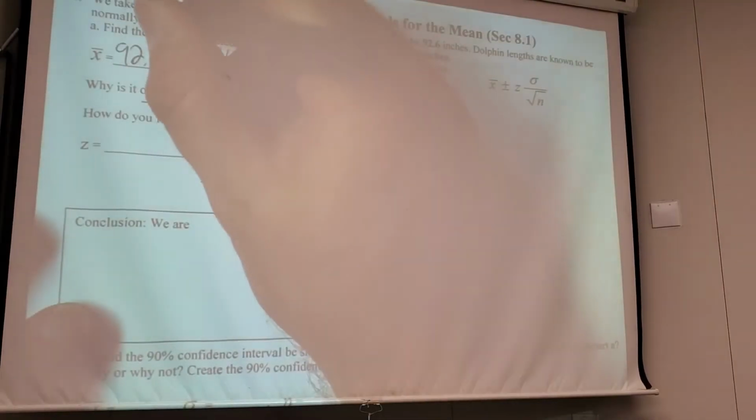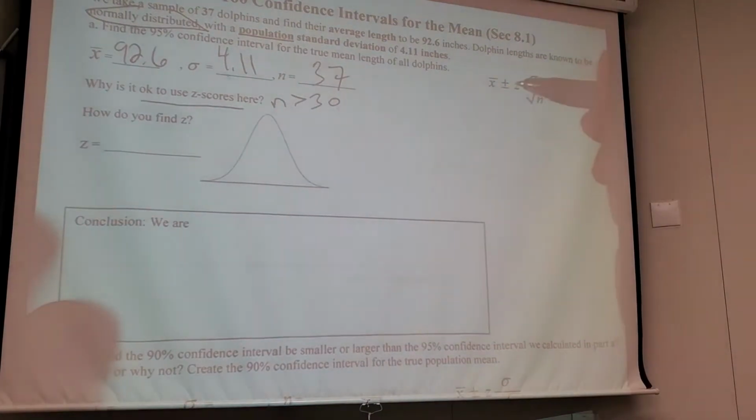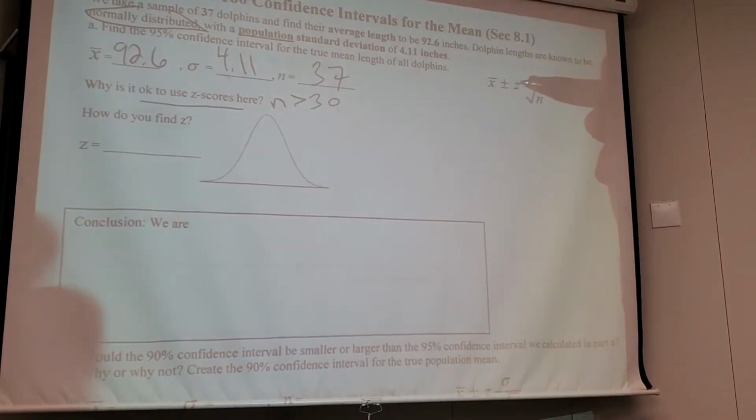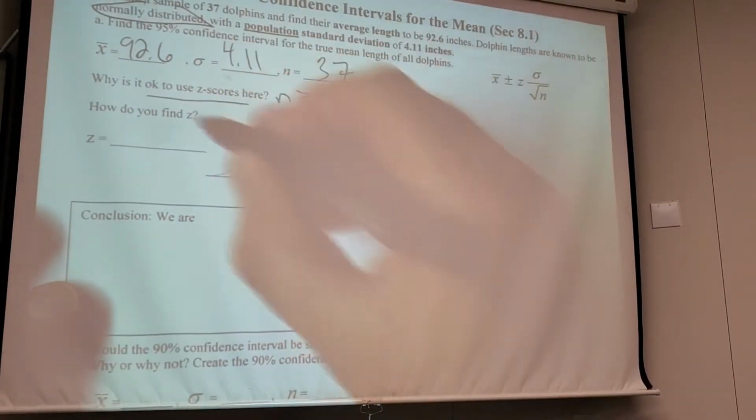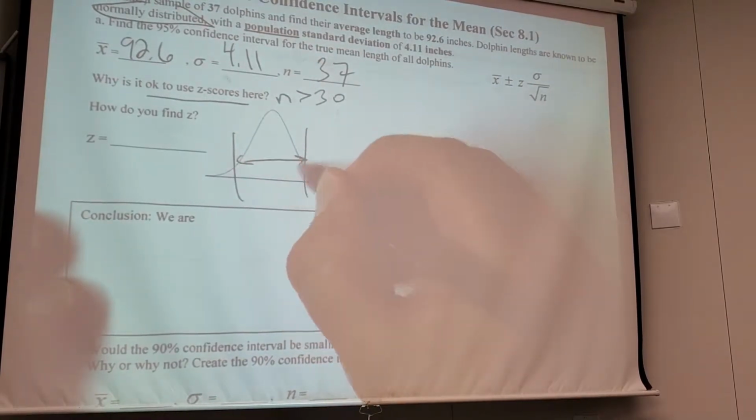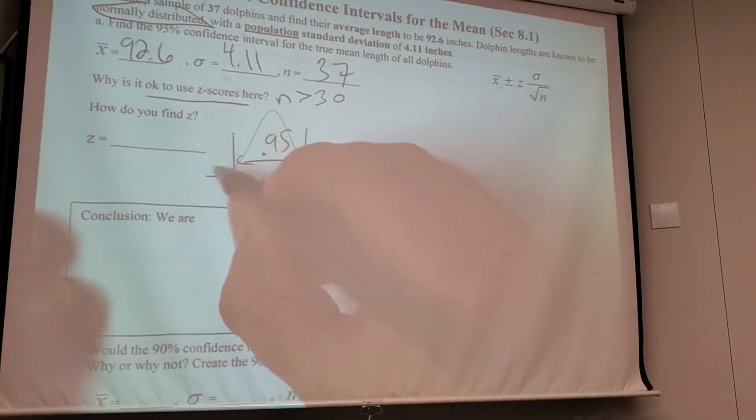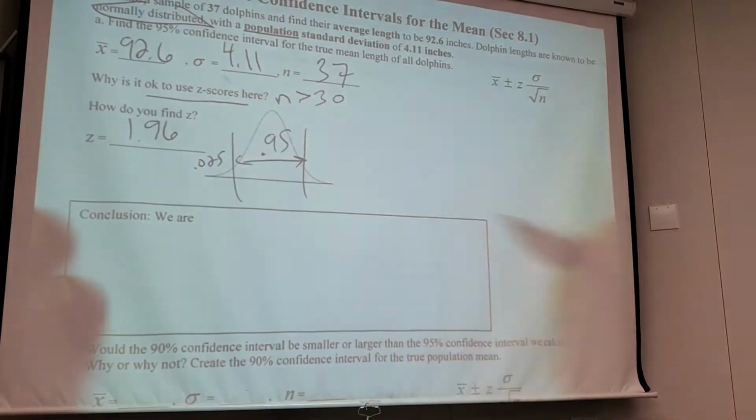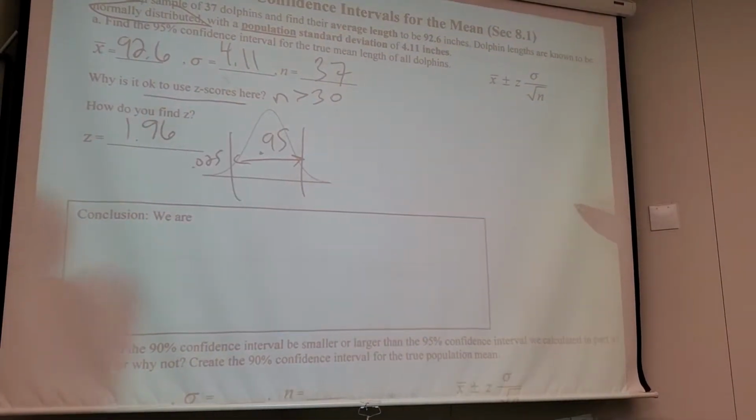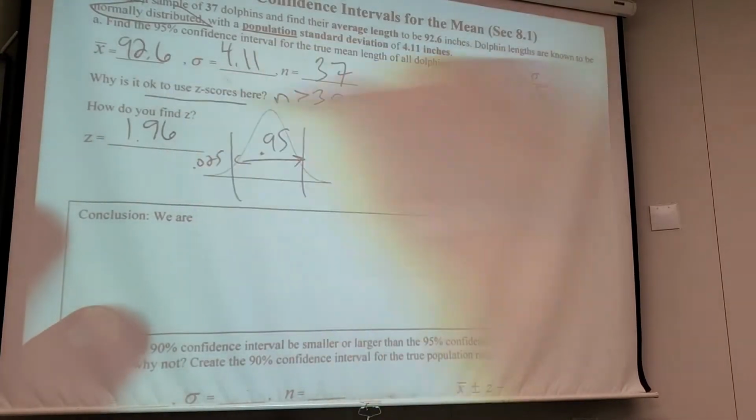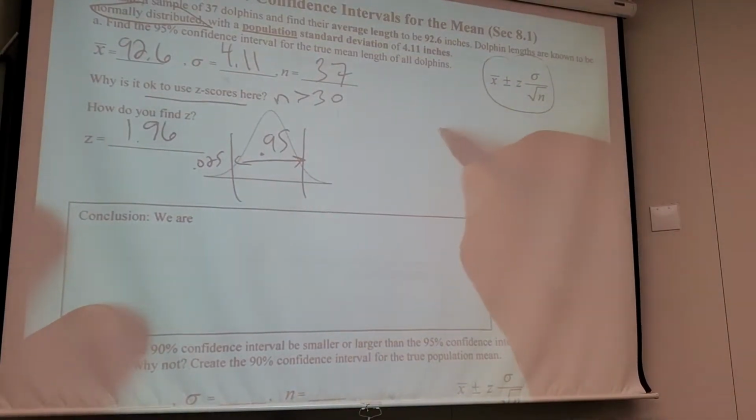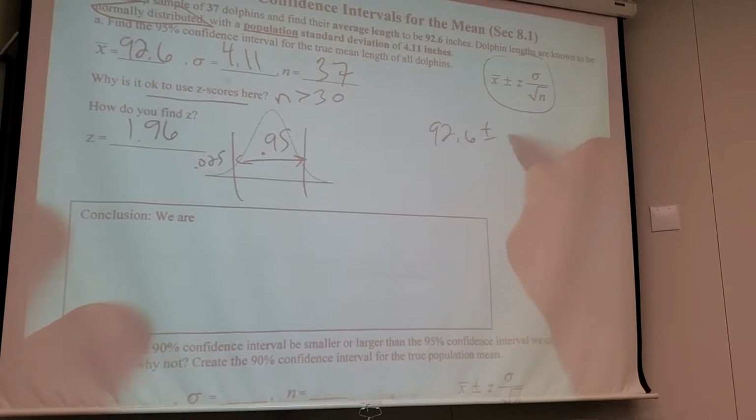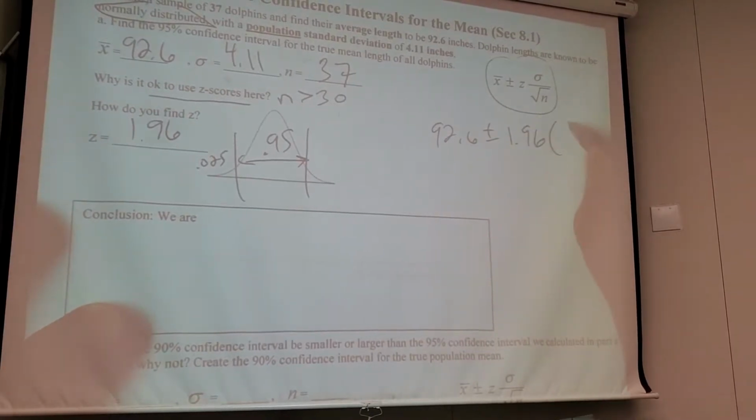Also, you could have said, because I say so. They're normally distributed. Either way. How do you find Z? We could use a little baby chart, but just remember 0.95, this is 0.025. You should find 1.96 again. And now I've got everything I need to throw into this formula. It's 92.6, give or take 1.96 of these.